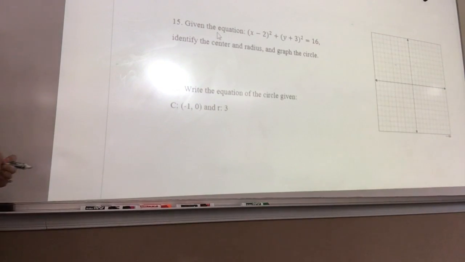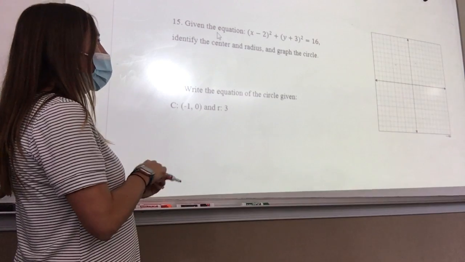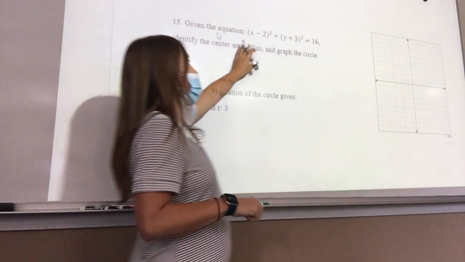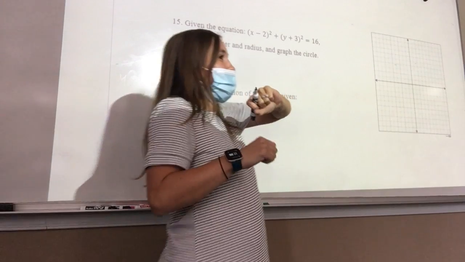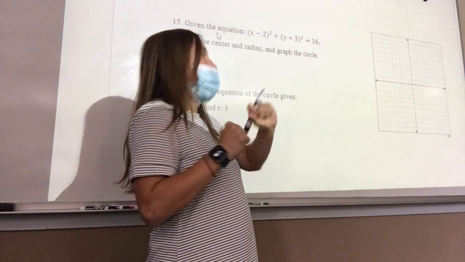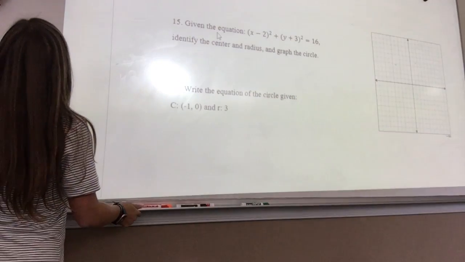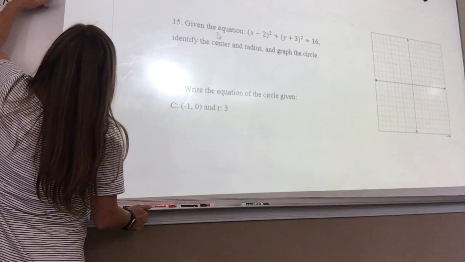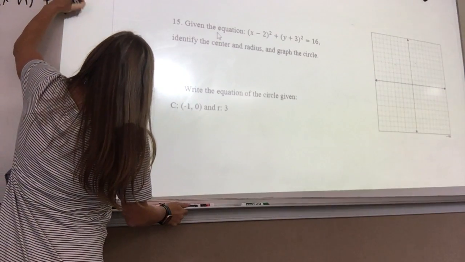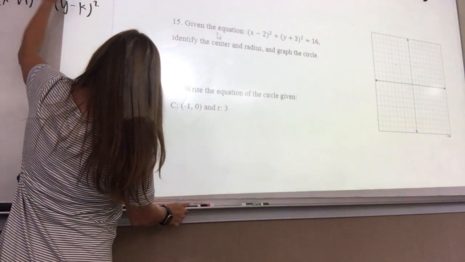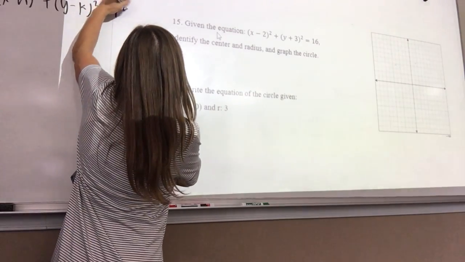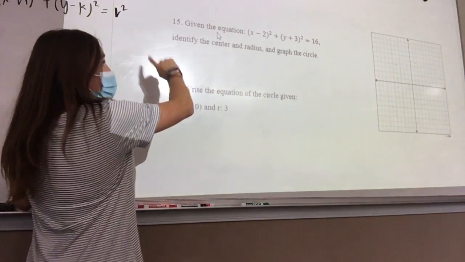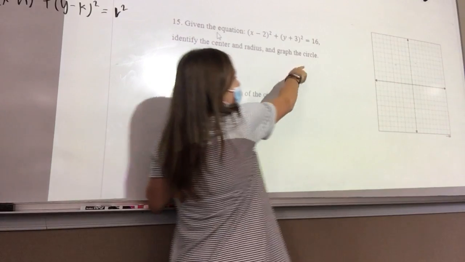Okay, it says, given this equation, identify the center and the radius. Okay, what is this? Do y'all remember? x minus h squared plus y plus k squared equals r squared. Exactly. This is the equation for a circle, and it will say graph the circle.